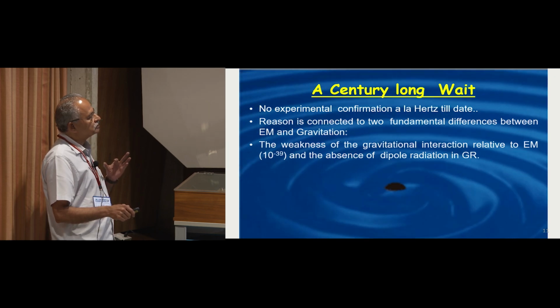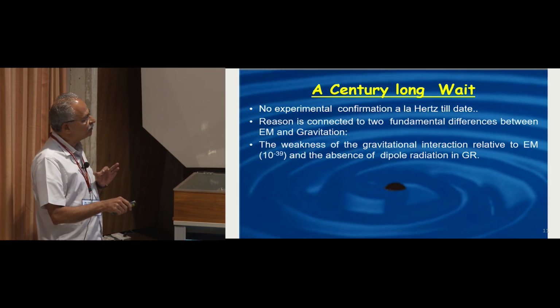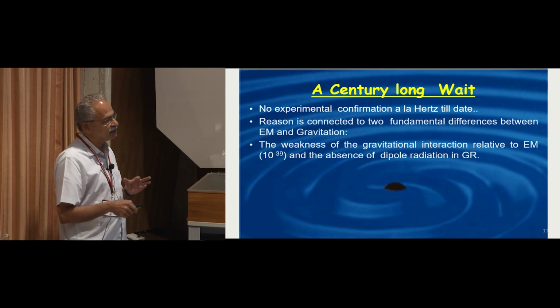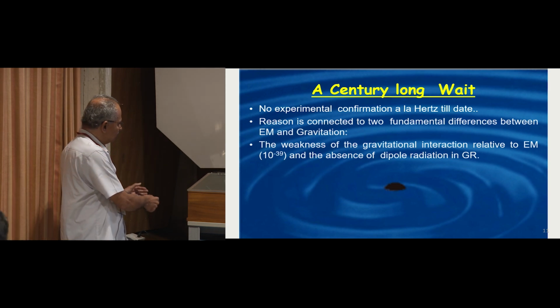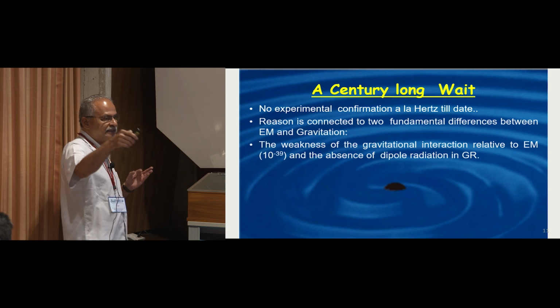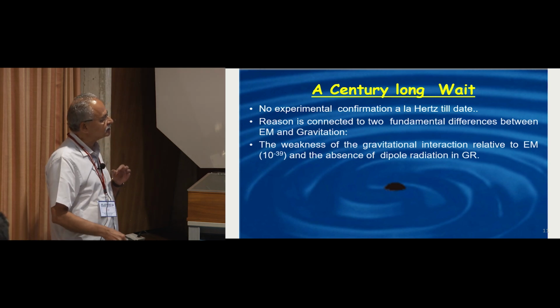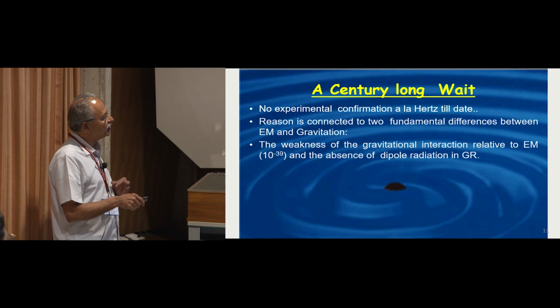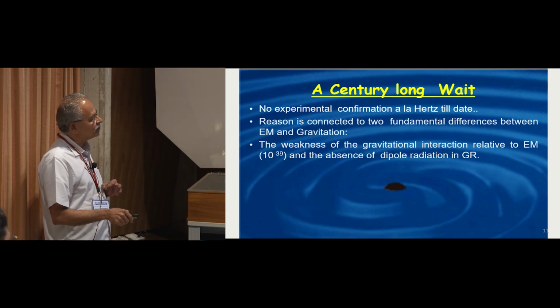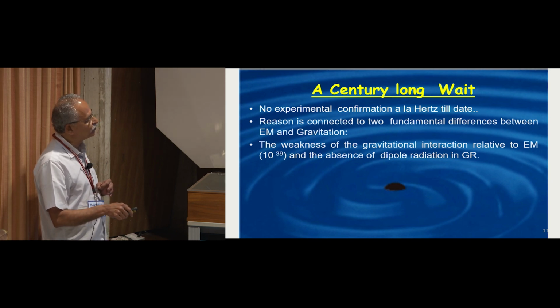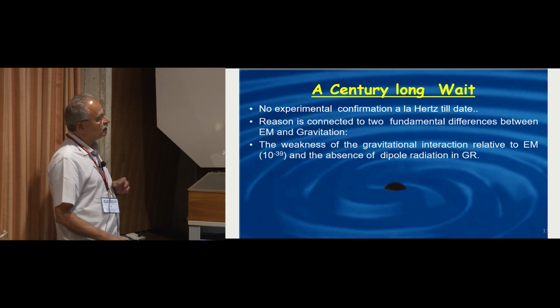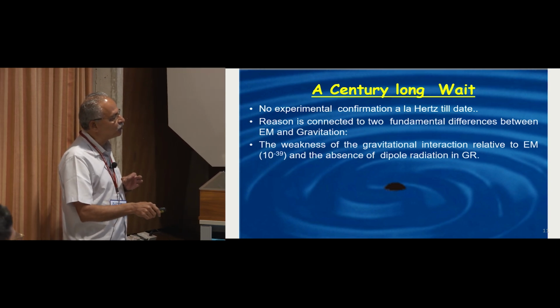So, to summarize, there is no experimental confirmation a la Hertz even till today. In a laboratory, you cannot create a gravitational wave at one end of the lab and put a detector at the other end of the lab and detect it. And if you ask what is the fundamental reason between electromagnetism and gravitation, first thing is the gravitational interaction is weaker compared to the electromagnetic interaction by a very large factor. And also, there is no dipole radiation.